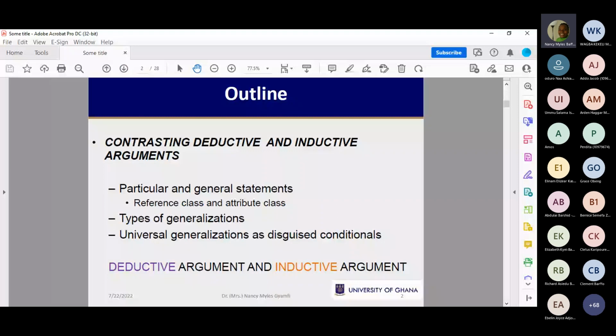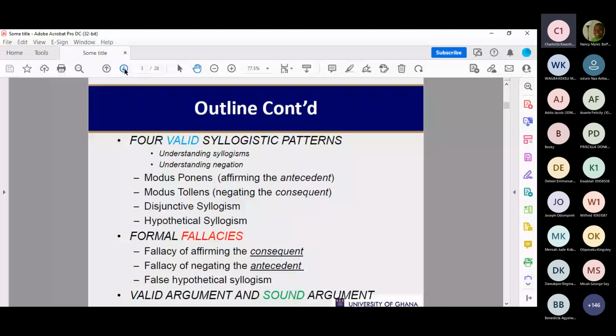Contrasting deductive and inductive arguments, particular and general statements. Under it, we have reference class and attribute class. Then types of generalization. Universal generalization as disguised conditionals. Deductive argument and inductive argument.